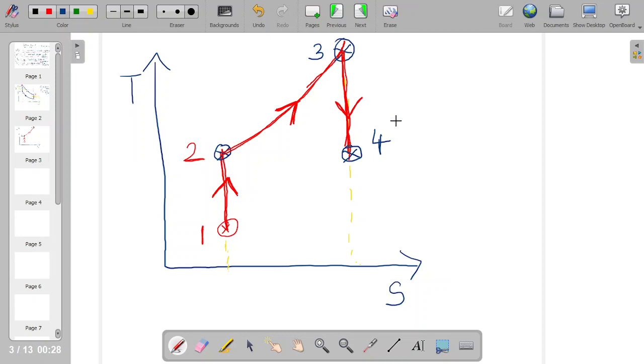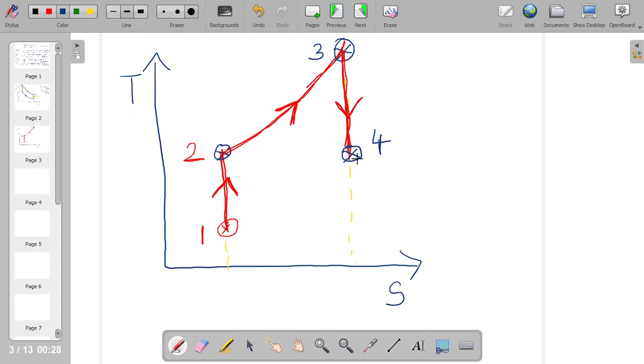And the last one is just the opposite of the second one, that is, heat is rejected at constant volume. So when heat is rejected, dq is negative. In thermodynamics, when heat is rejected, it is considered as a negative quantity. So ds will be negative. That means entropy decreases, entropy as well as temperature decreases.